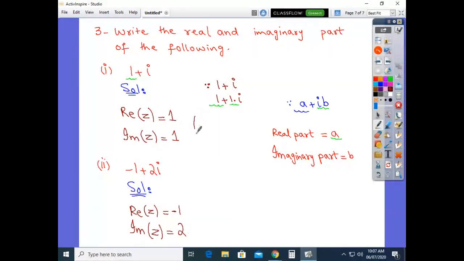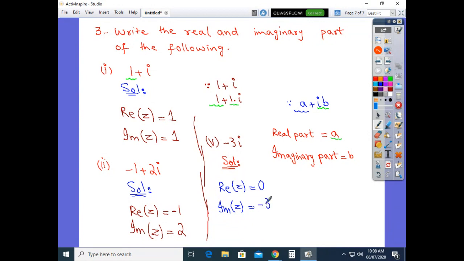Similarly, if we see the fifth part, solve the fifth part. Fifth part is negative 3 iota. What is the real part? Real part of z is 0, because there is no real part. Therefore we write here 0. And what is the imaginary part in part number 5? Imaginary part is the coefficient of iota, which is negative 3. Therefore imaginary part of z is negative 3.